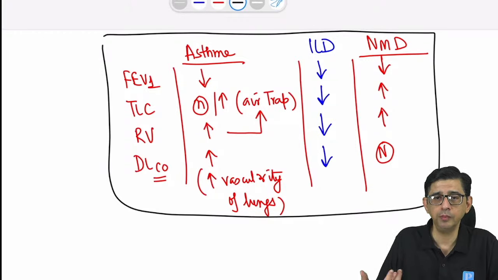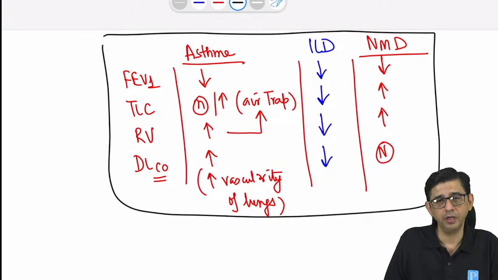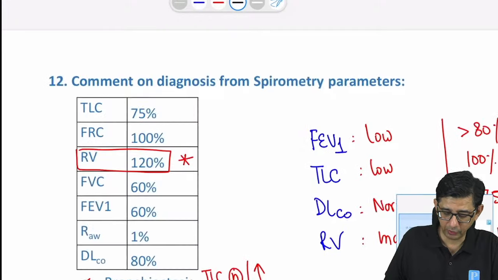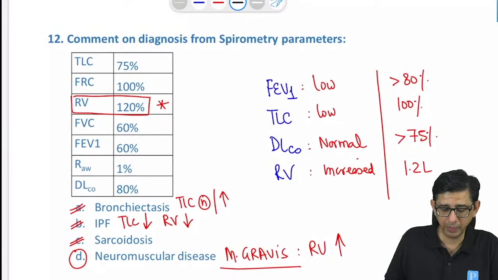Extra parenchymal, meaning outside the lung, that is going to be neuromuscular disorder, that's going to be the one that I've currently highlighted. The correct answer to this question is option number D.